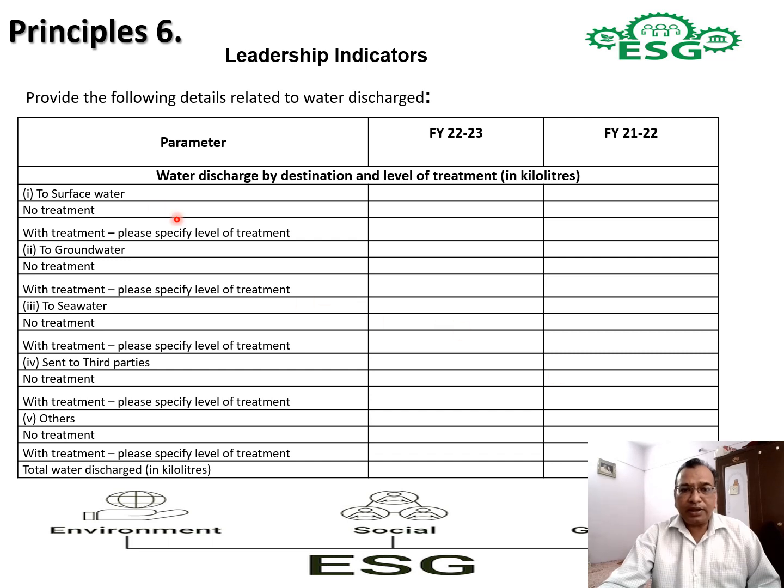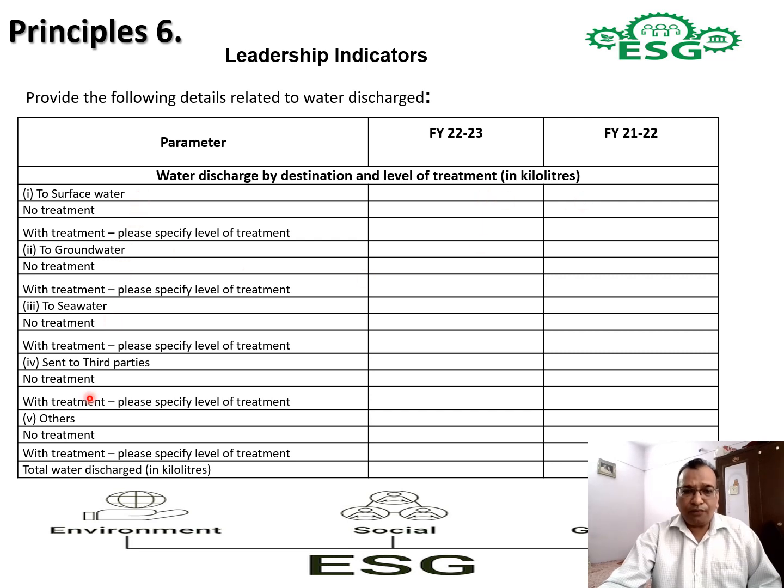And the second is, they have given under the leadership indicators, to provide the following details related to water discharge. Now once water is consumed, wastewater will be generated, it will be treated, and it will be discharged to the particular destination. So this water discharge by destination and level of treatment has to be reported in kiloliters for the current financial year and previous financial year.